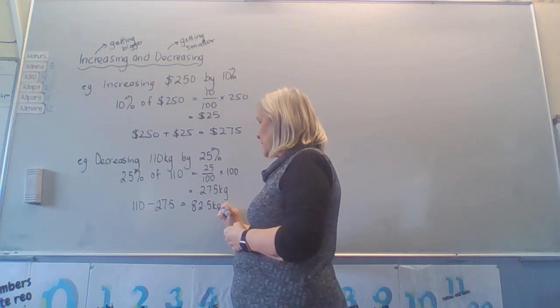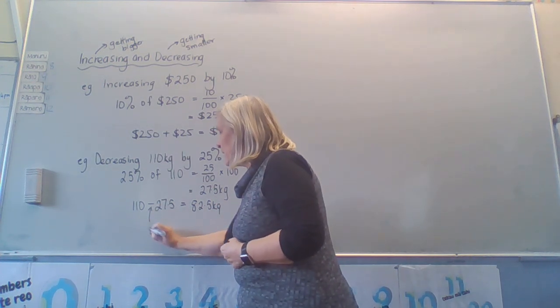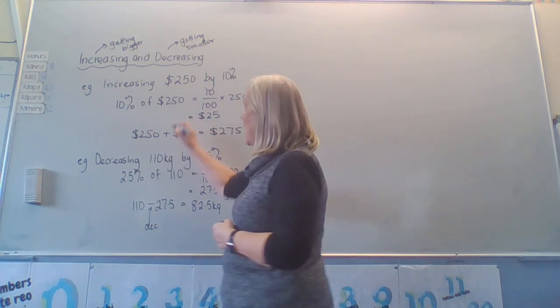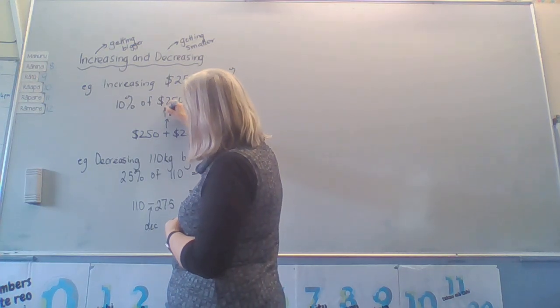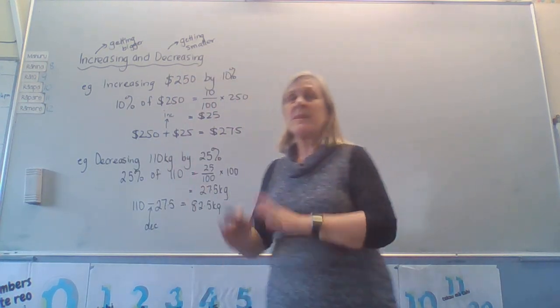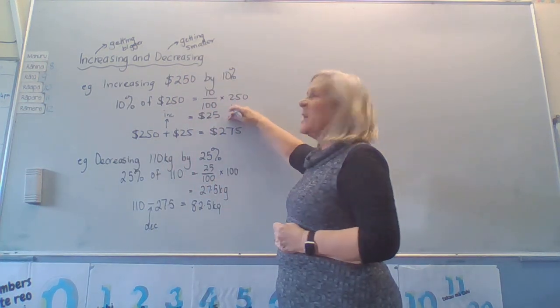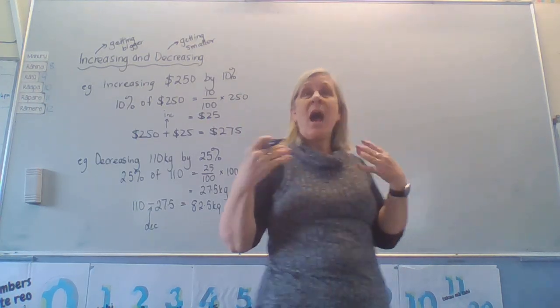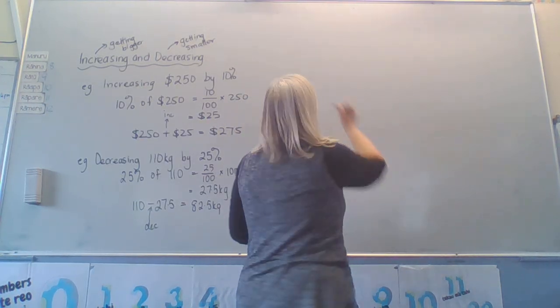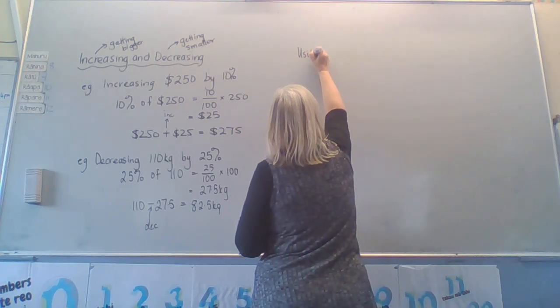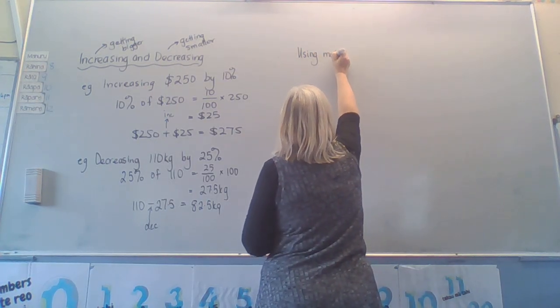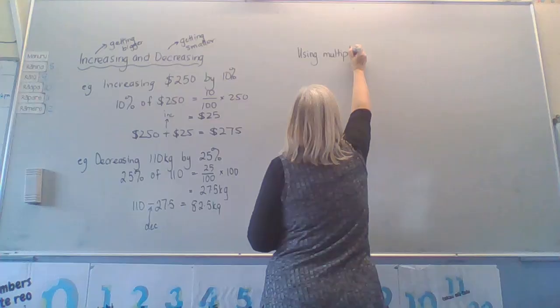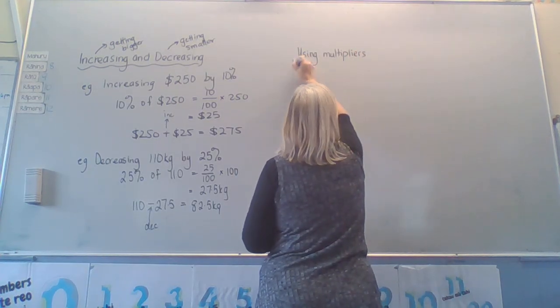Right? So we're subtracting for decreasing and we're adding for increasing. Right, so that's a double step. Find the amount we're dealing with, add it on or take it off. Okay, how to do this in one step. So this is using multipliers. So we introduced multipliers yesterday.